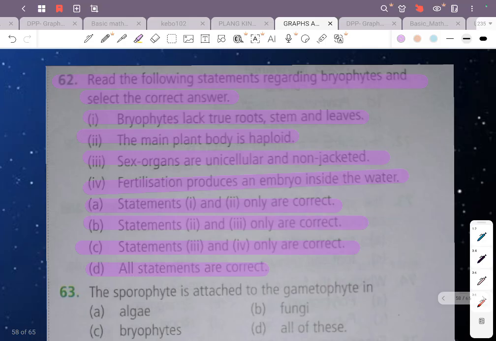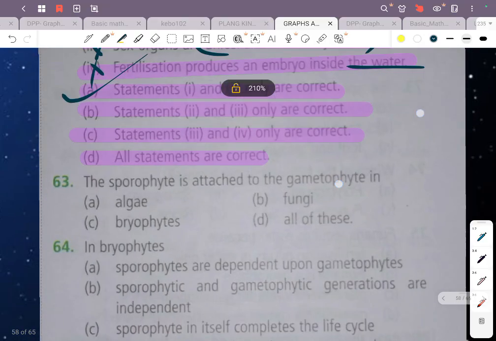What do you think? Now we can clearly eliminate these two because sex organs in the case of bryophytes are multicellular and jacketed. Fertilization produces an embryo which is inside the water. That's incorrect. The fertilization produces an embryo which is inside the archegonium. So we eliminate 3 and 4, and that makes option number A the correct answer, wherein statement 1 and 2 only are correct. I hope that makes sense. Okay, moving on to the next question.